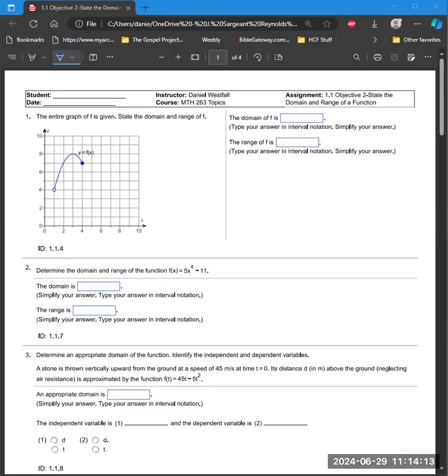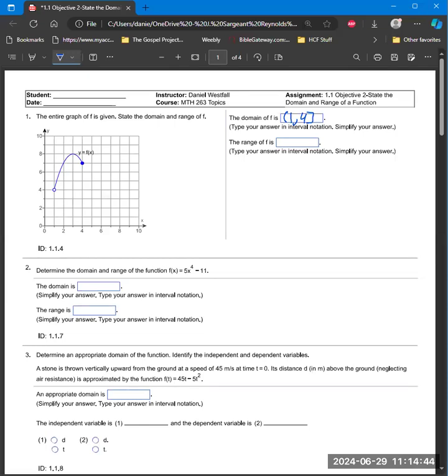In this video, we're going to talk about 1.1 Objective 2, where we state the domain and range of a function. Let's look at the graph over here on the left and state the domain and range. So the domain is going to be open on the left-hand side at 1 and closed on the right-hand side at 4. And we're going to use interval notation to express that.